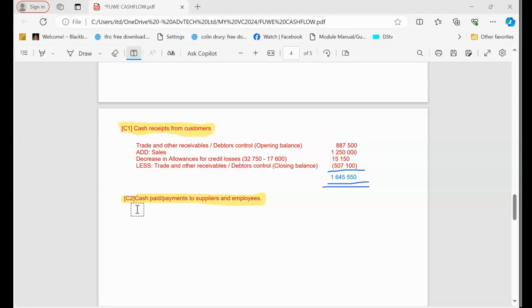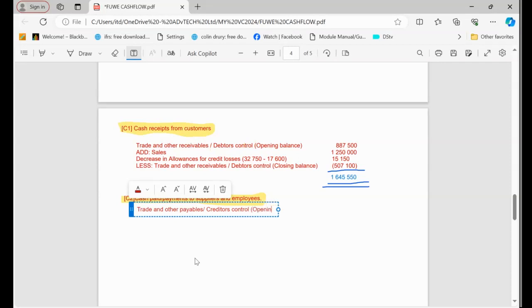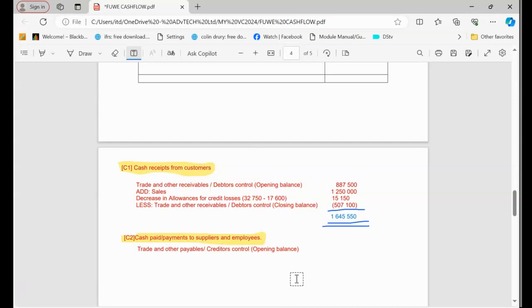Oh, okay. Because now we're dealing with the creditors. We're not dealing with the debtors. Trade and other payables, same as creditors control. We're looking for the opening balance, the same way we found the other one. Same procedure. Are we together? Yes, let's go and find it up there.